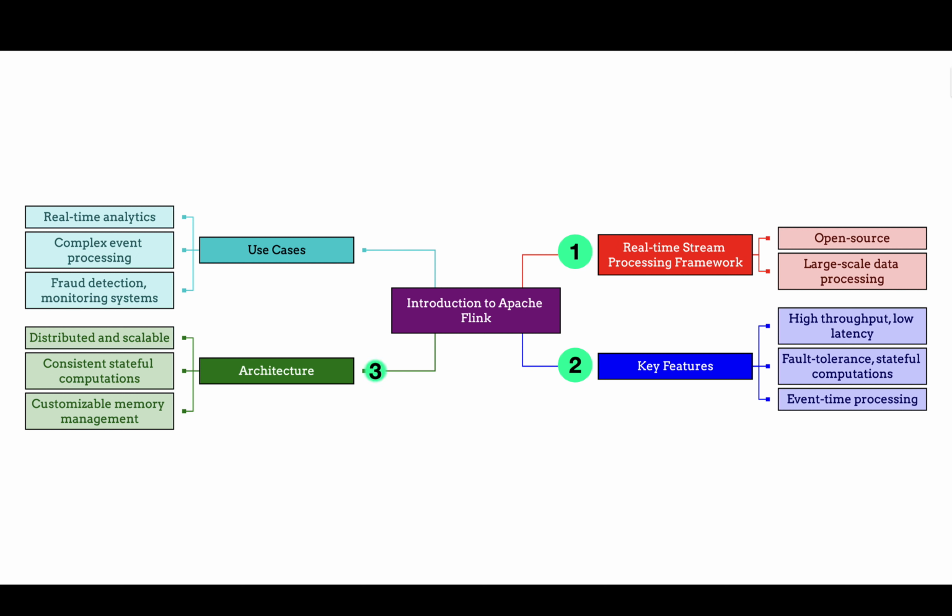3. Architecture. Flink's architecture is distributed and scalable, supporting consistent stateful computations and customizable memory management. 4. Use cases. Commonly used for real-time analytics, complex event processing, and data pipeline applications, including fraud detection and monitoring systems.